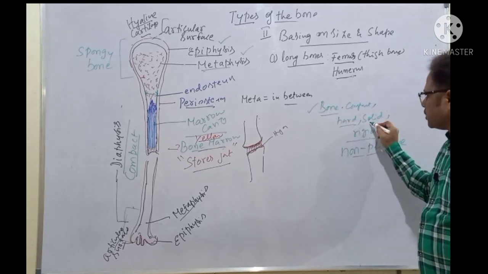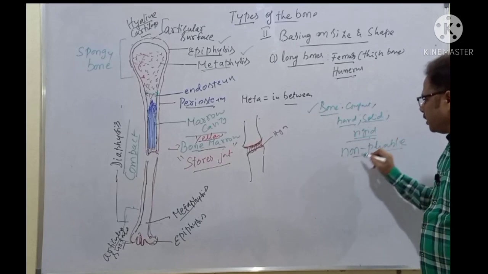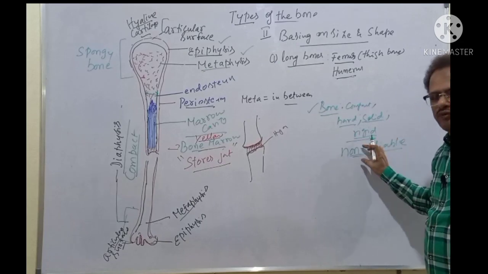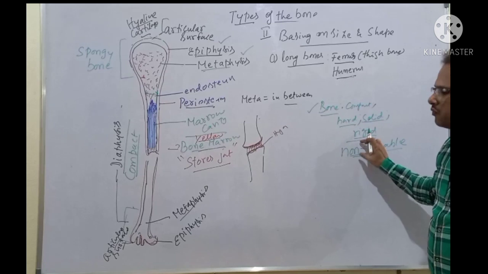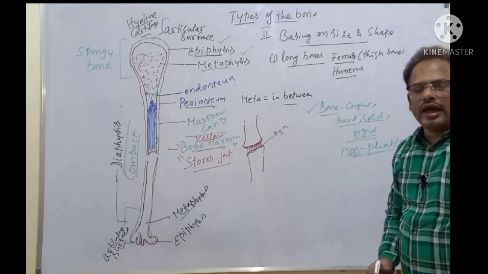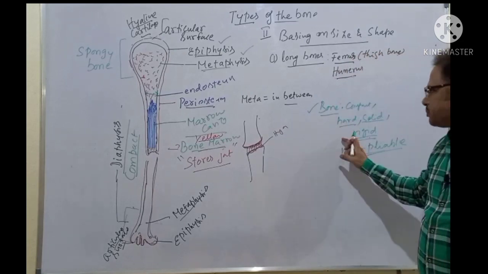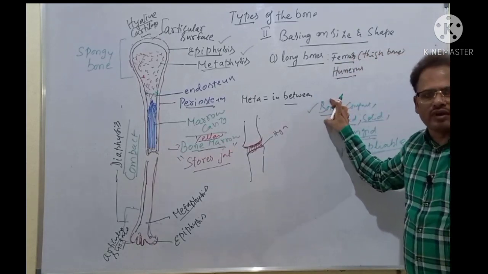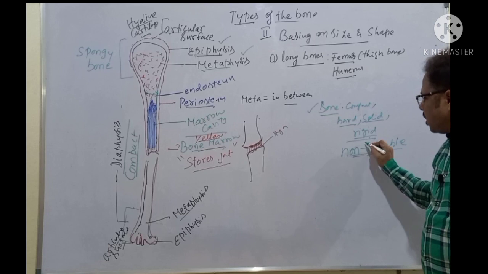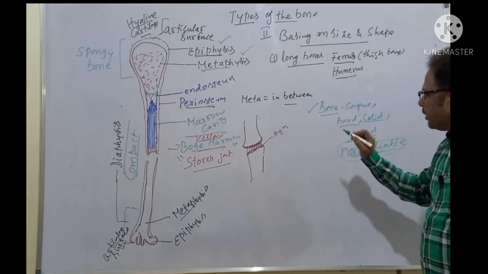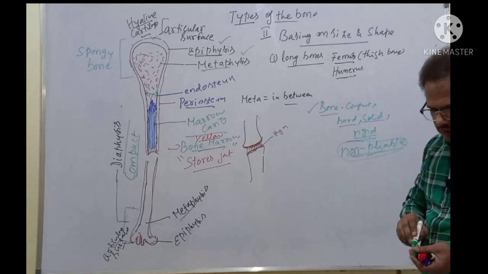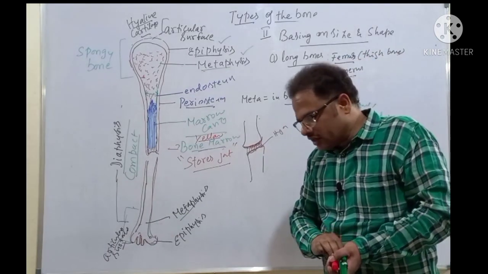It's a hard one, a solid one, a rigid one, and a non-flexible one. That is called a non-pliable one, whereas the cartilage is a pliable one. A little bit of flexibility is there for the cartilage, but for which one? The bone. The bone does not have any flexibility because the matrix is non-pliable. Clear, students? It contains dense lamellae.